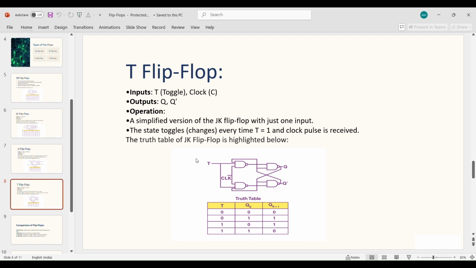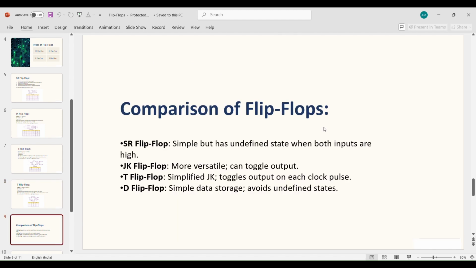The truth table of T flip-flop is highlighted below. As you can see, it is a JK flip-flop but with only one input. So it is a T flip-flop and it is the truth table of the T flip-flop. And next we have comparison of flip-flops.